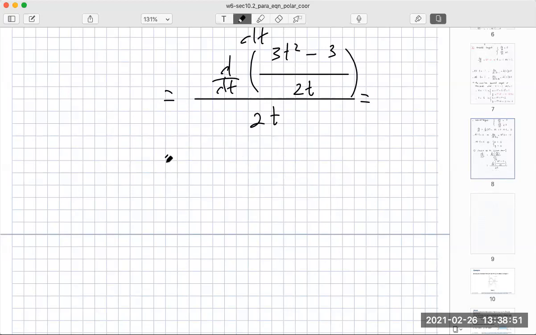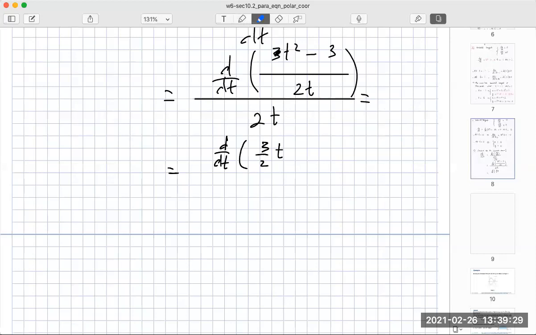Here, let us take a closer look at the numerator. d over dt, let us simplify this fraction, right? So 3t squared minus 3 divided by 2t. We can write it as 3/2 of... We break it into two fractions. Let us do it this way.